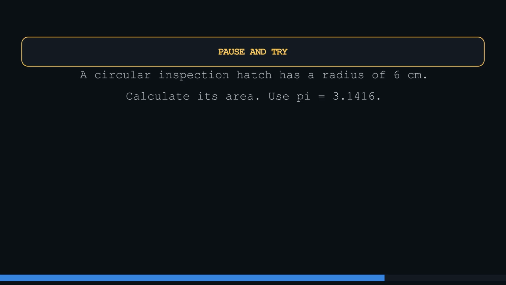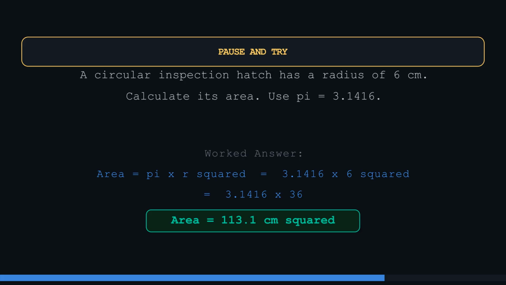Pause now and try this. A circular inspection hatch has a radius of 6 centimeters. Calculate its area using pi equals 3.1416. Area equals pi times radius squared. 3.1416 times 6 squared, which is 3.1416 times 36, gives 113.1 square centimeters.